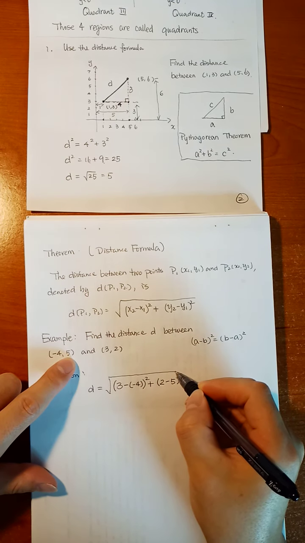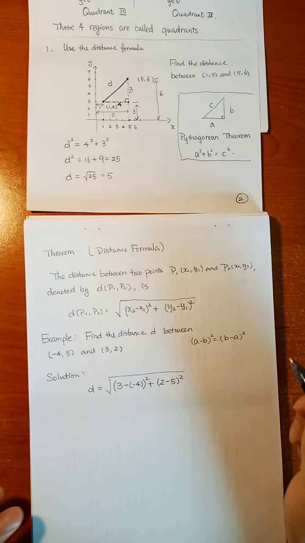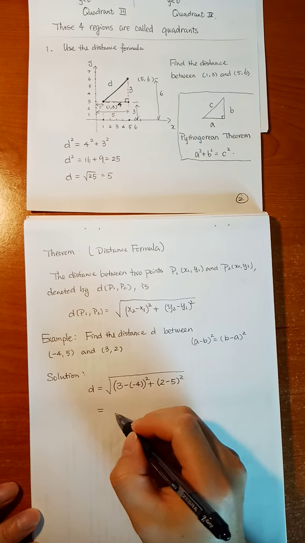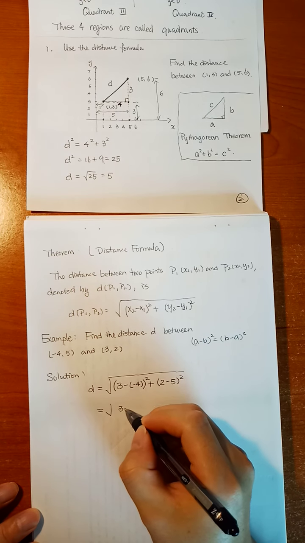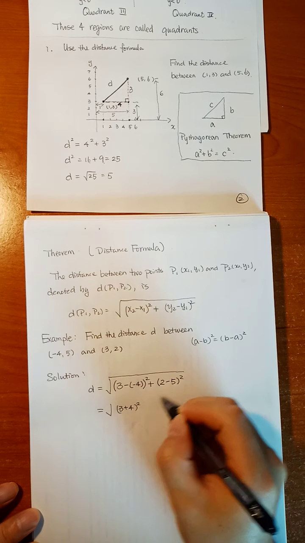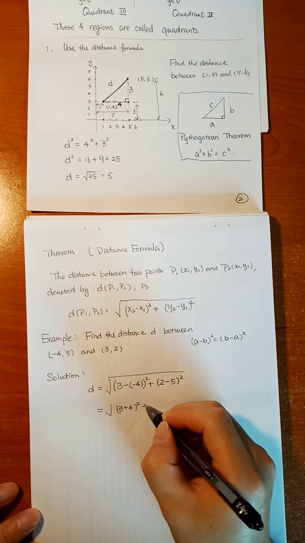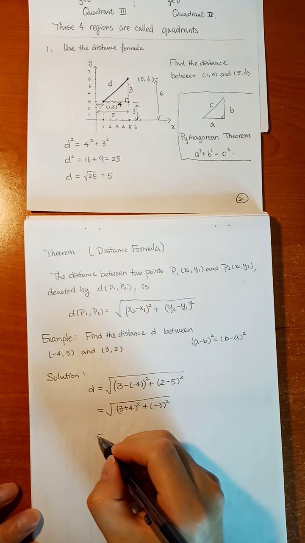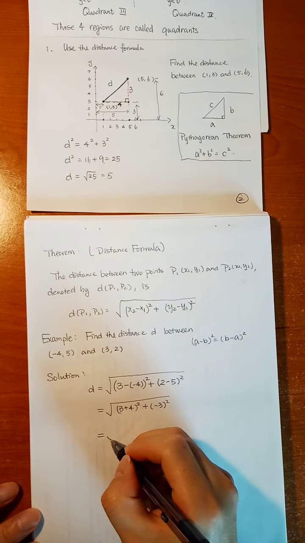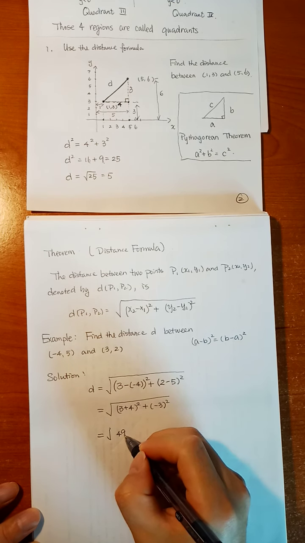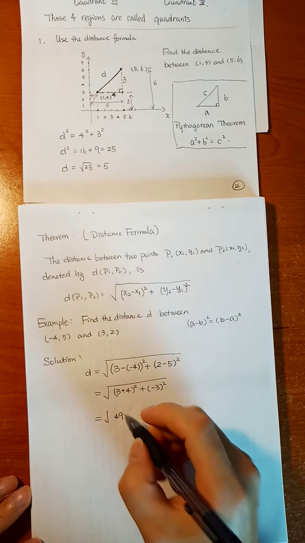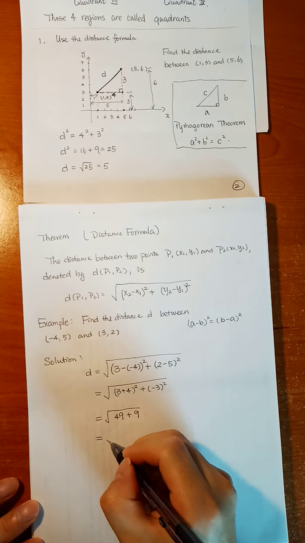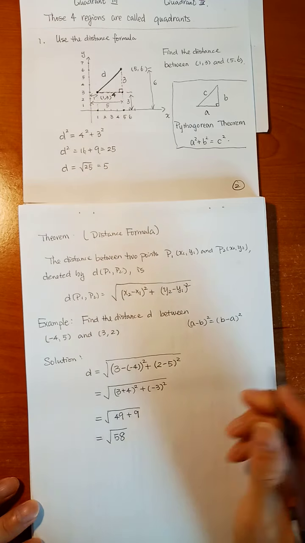Now let's put square root. 3 minus negative 4 is 3 plus 4. 2 minus 5, negative 3. 3 plus 4 is 7. 7 squared is 49. Negative 3 squared is 9. So it's square root of 58.